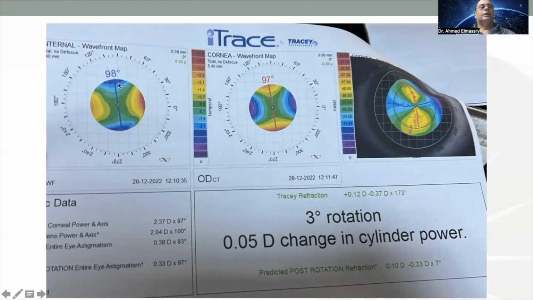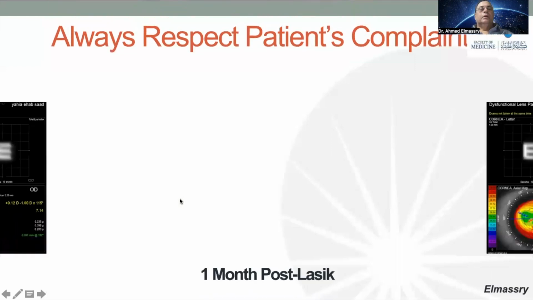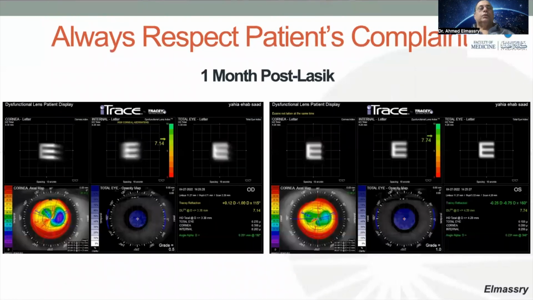This young lady, I did her toric ICL, showing that 3 degrees of rotation will not change the cylinder power, and this is the actual refraction of the patient and the aimed refraction, so there is no need to change it, and the patient is satisfied with the autorefractometer. This is the ICL, and the patient is seeing 1.2 on post-operative day 1. So it is very important to assess the toric stability in the IOLs and in the ICLs.